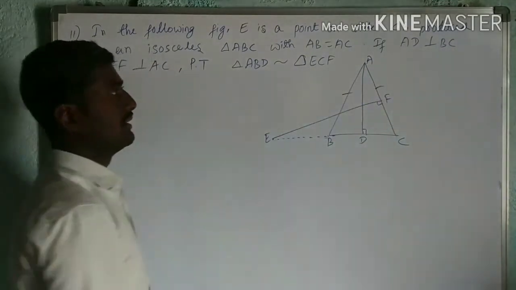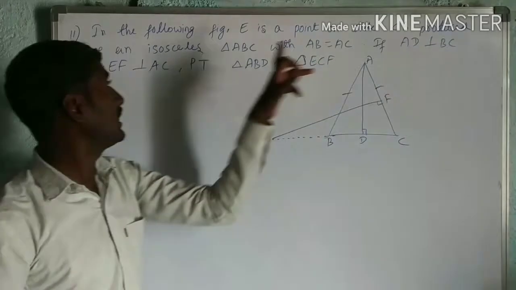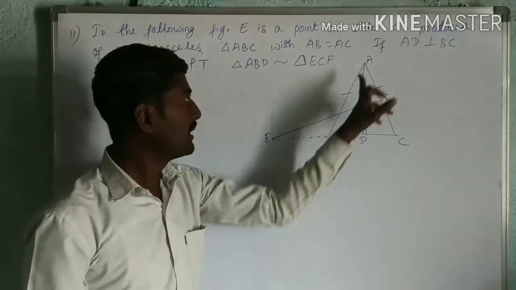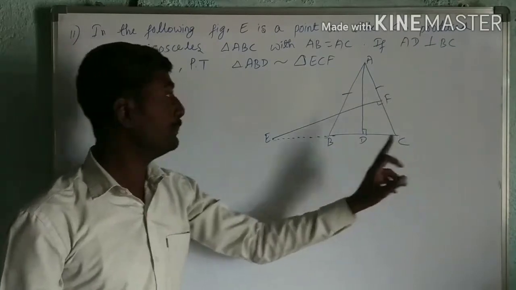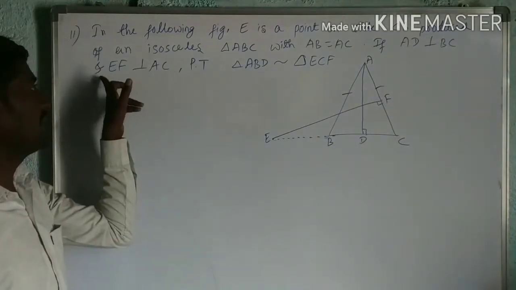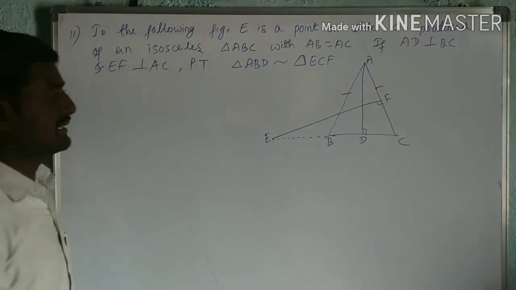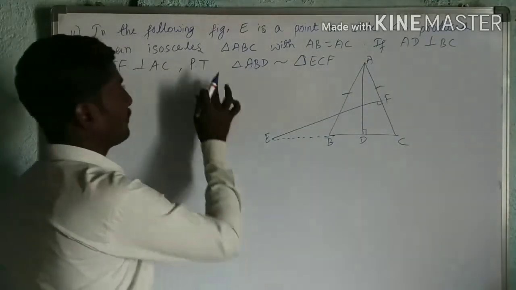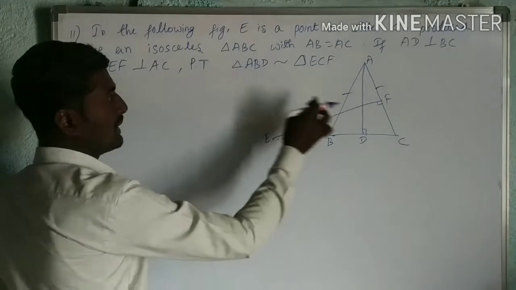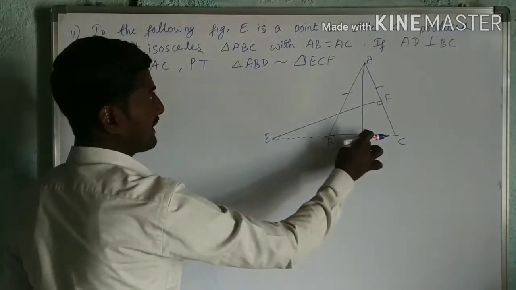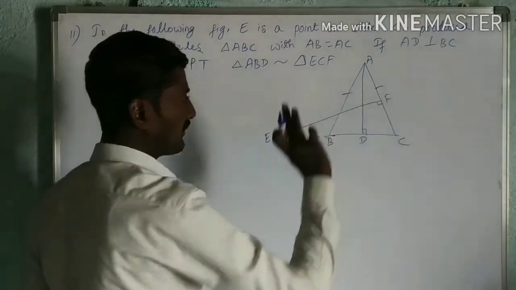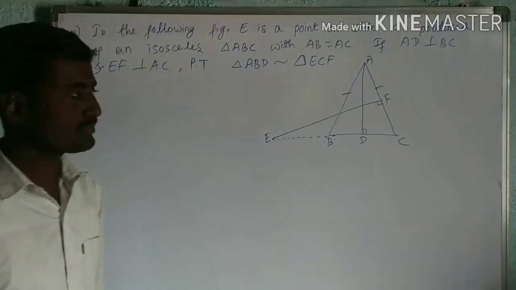Next, AD is drawn perpendicular to BC, and EF is perpendicular to AC. Prove that triangle ABD is similar to triangle ECF. Okay, we have to prove it.